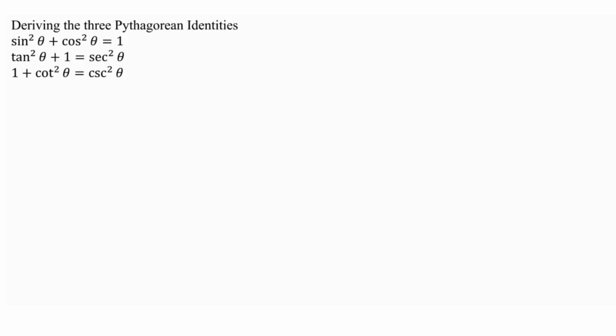Today's video will be deriving the three Pythagorean identities. For the first Pythagorean identity, sine squared of theta plus cosine squared of theta equals 1. Let's say that we have a right triangle with our angle theta. Let's label our three sides. We have x and y as our two legs and r as our hypotenuse.